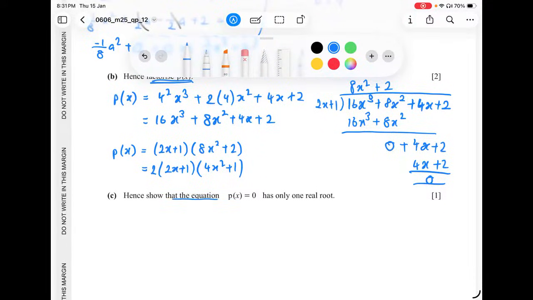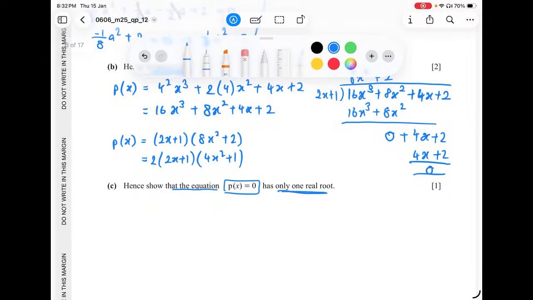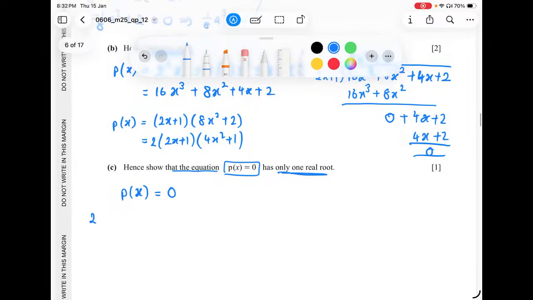So hence show that the equation px equals to 0 has only one root. So when you're solving px equals to 0, you can just write it as it is. You will be solving for 2x plus 1, 4x squared plus 1 equals to 0. So now you can just separate each term.